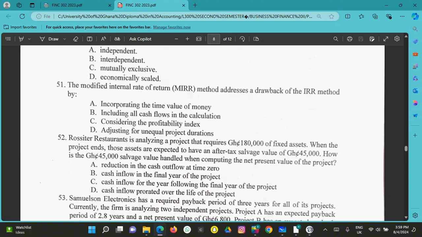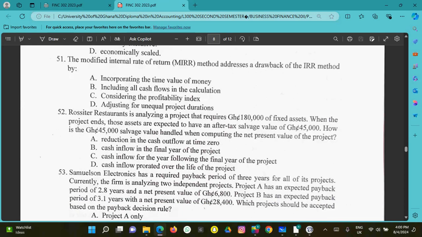The modified internal rate of return method addresses a drawback of internal rate of return by adjusting for unequal project duration. So number 51 is G.